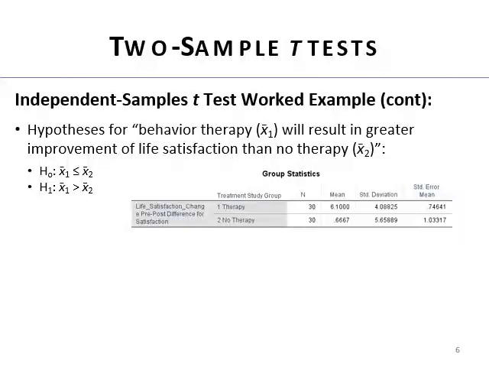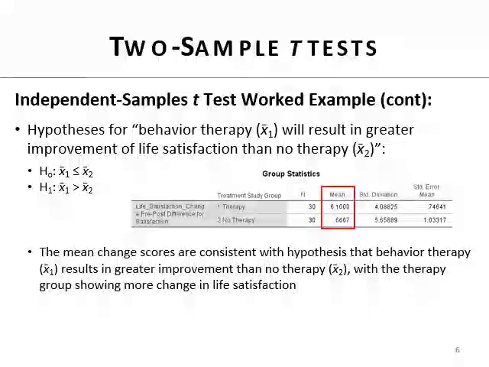Right? So these are the actual means for the study. So this is the SPSS output you'll get. And the mean you can see was 6.1 average change. It's positive, so it's post minus pre. So they went up 6.1 points on average for those who got the therapy. They went up as well for those who got no therapy, but it's much smaller, right? 0.6667, so 2/3 of a point. So the mean change scores are consistent with this hypothesis, right? That behavioral therapy results in greater improvement than no therapy. Why is that? Well, directionally, 6.1 is a bigger improvement than 0.6667.